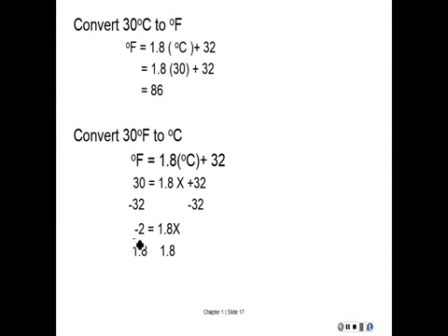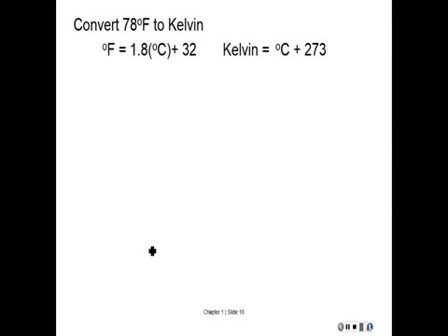So here's my line like that. Here's my line. Now these would cancel out, and then I would solve it, and I'd get minus 1.11 degrees centigrade is equal to x. Pretty straightforward. Now for my next one, 78 Fahrenheit to Kelvin, I'm going to use both formulas.